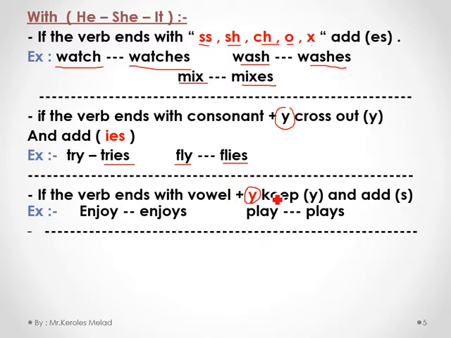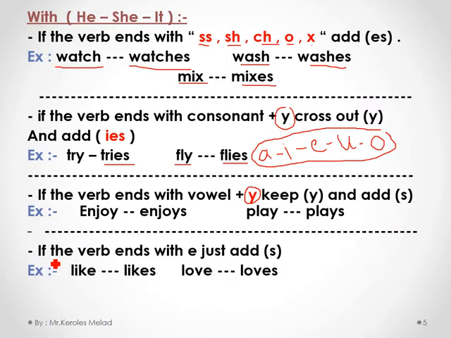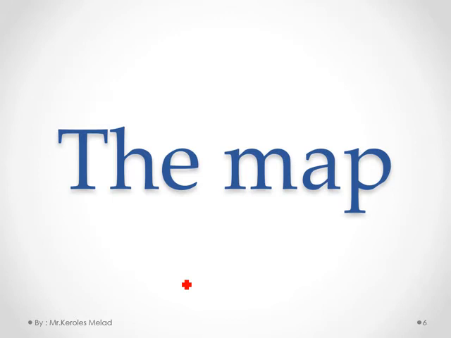Okay, one of you will ask me what is the vowel. There are 5 vowels in English: A, I, E, U, and O. Okay, we can say it as AIEUO to make it easy to save them in our mind. Okay, if the verb ends with E, just add S. For example, like will be likes, love will be loves.